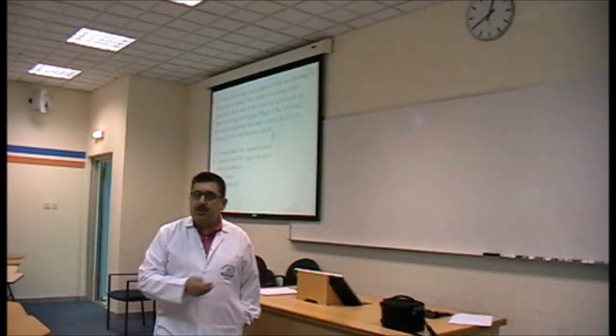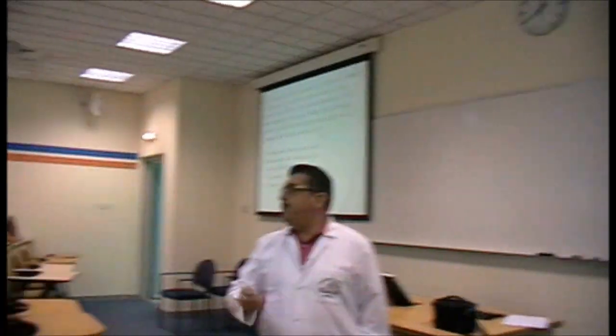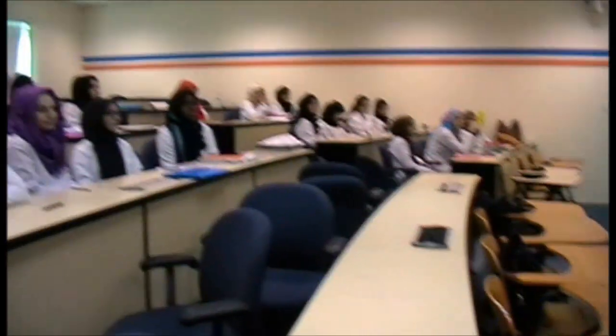A 35-year-old man was diagnosed with an adenoma of the thyroid. This required excision of the upper pole, left lobe of the gland, and ligation of the artery supplying the region. Which artery was ligated in this case? Superior thyroid artery. Okay. Which of the following nerves accompanying the artery, which means the superior thyroid artery, is most likely to be damaged? It is the?